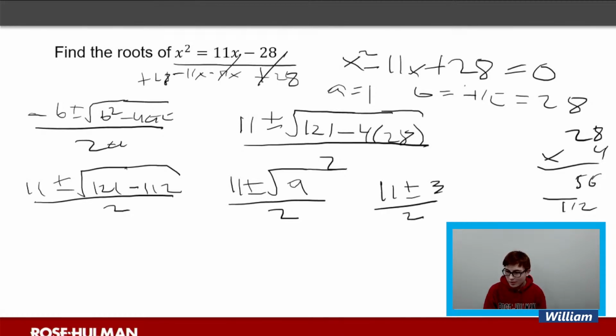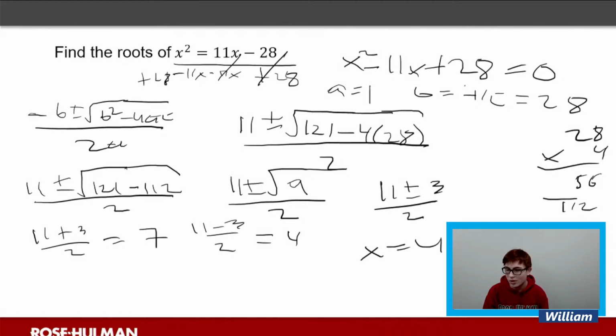So I'm going to do the plus side first. I'm going to find 11 plus 3 divided by 2. That's 11 plus 3 is 14. 14 divided by 2 is 7. And then we're going to do 11 minus 3 divided by 2. And 11 minus 3 is 8, divided by 2 is 4. So x equals 4, and x equals 7. When we go look at a graph of this function, our x-intercepts, so where y is equal to 0, would be located at x equals 4 and x equals 7.